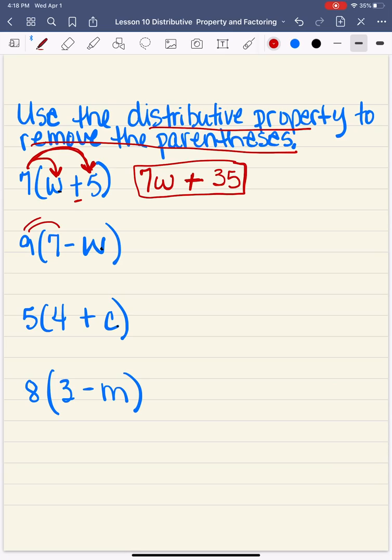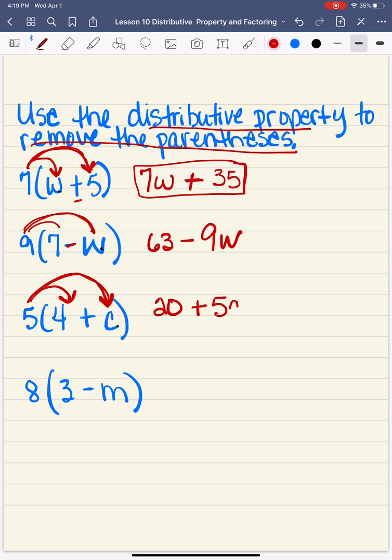Okay, let's try the next example. 9 times 7 is 63. I'm keeping the subtraction symbol that was given to us. 9 times W. When you shove them together, it shows multiplication, and we put the number in front of the variable when we shove those together. Okay, let's distribute on the next one. So 5 times 4 is 20, plus 5 times C is 5C.